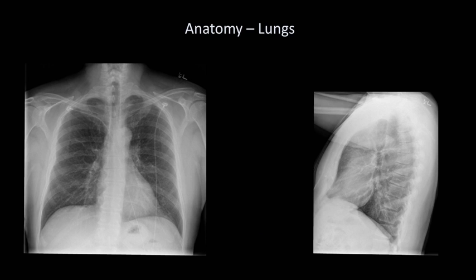The anatomic structures in the lungs to worry about when interpreting X-rays are the fissures between the lobes and the lobes themselves. First is the horizontal fissure located here. There's only one, and it's on the right side. Here is its location on the lateral film.